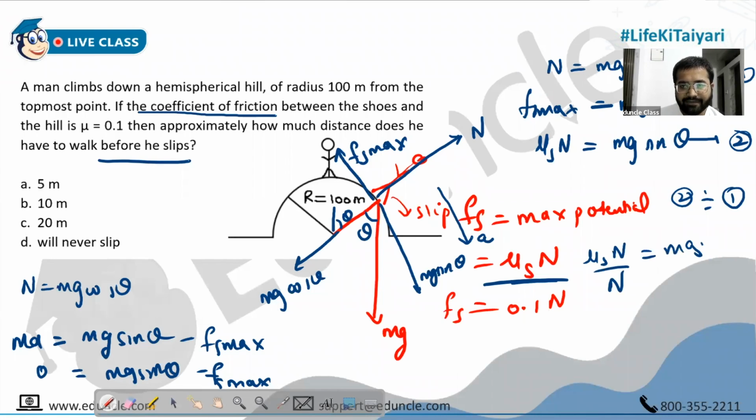This is mg sin theta upon mg cos theta. Okay, so N gets cancelled. We've got mu s, which is popularly tan theta. This is also one of our favorite forms. Mu s is tan theta.